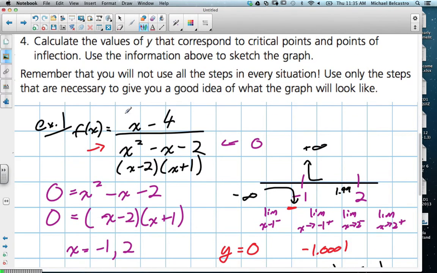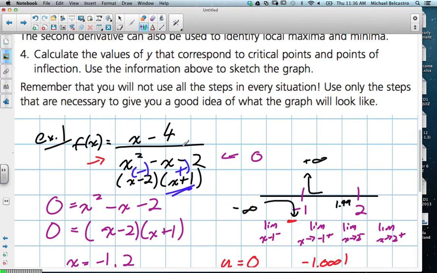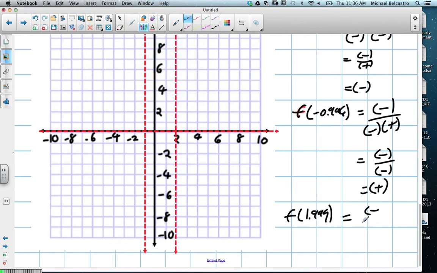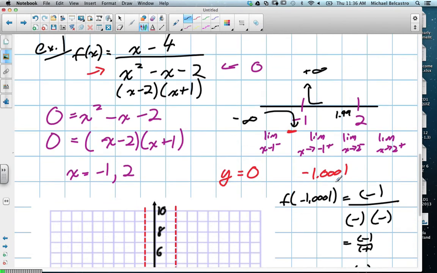When we plug in 1.999, what do we get on top? Negative. All right, our subtraction is strong. When we plug it into here, 1.999, what do we get? A negative. And we plug in positive 1.999 here. Positive. So we have a negative on top and a negative times a positive on the bottom. What does that give us in the end? A positive. So when we approach 2 from the left, we're trending towards positive infinity.